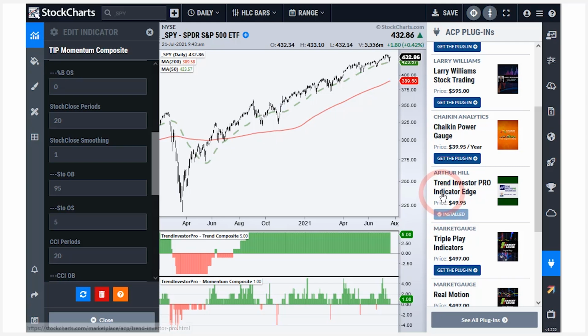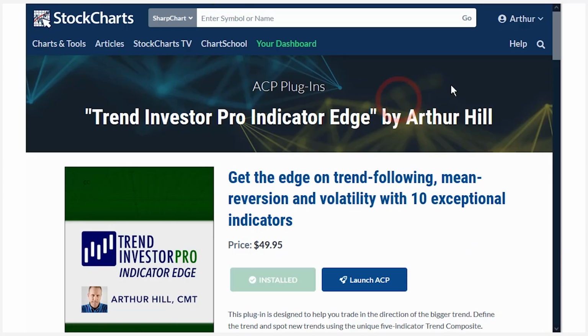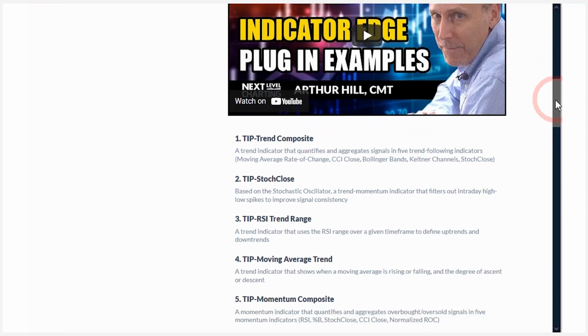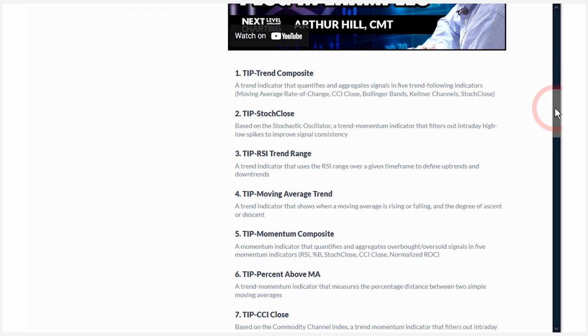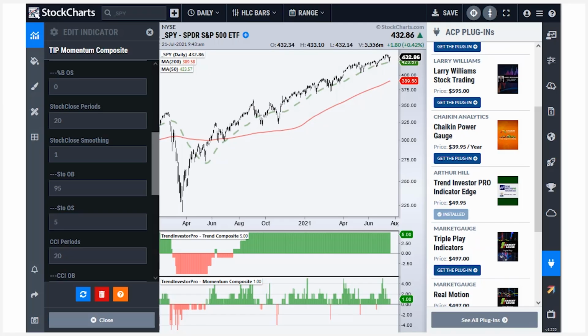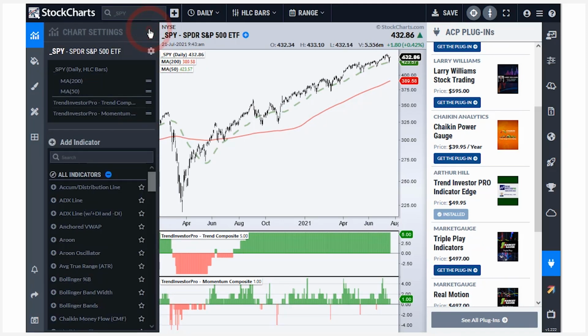And you can see more about this Trend Investor Pro Indicator Edge plugin by clicking on that link. You see the plug icon. If you open that, you will see this Trend Investor Pro Indicator Edge plugin. Click that, and you will get an explanation as well as a video telling you about all of the indicators that are in this plugin. So we're going to use the Trend Composite. I'm going to go ahead and close this.